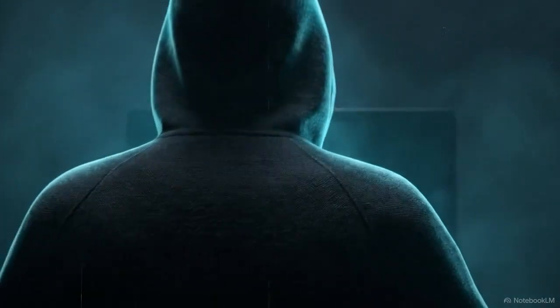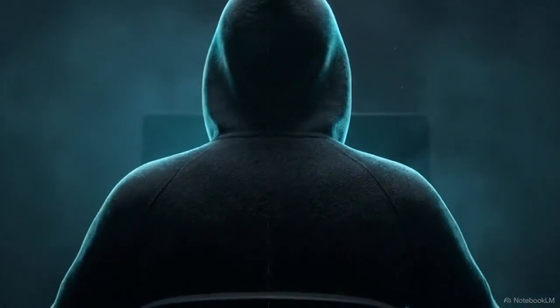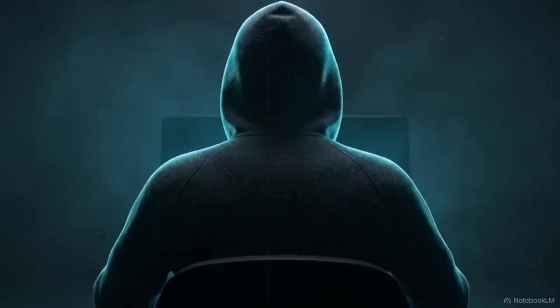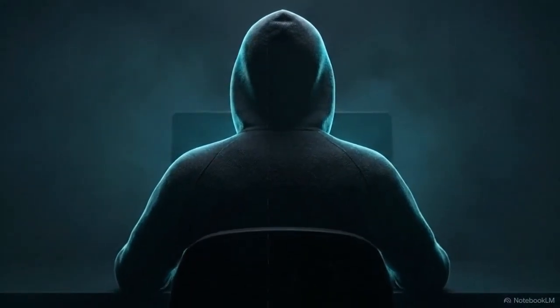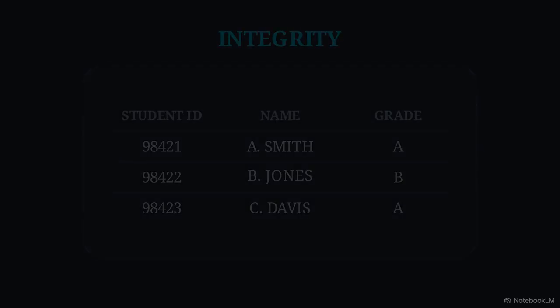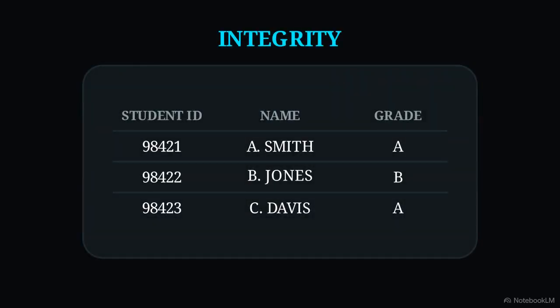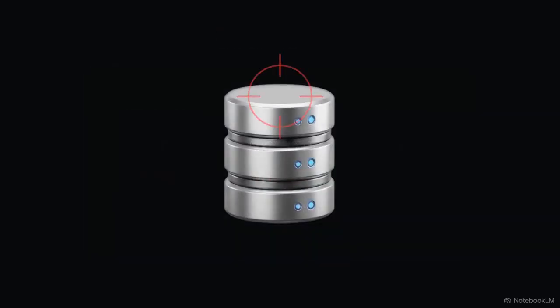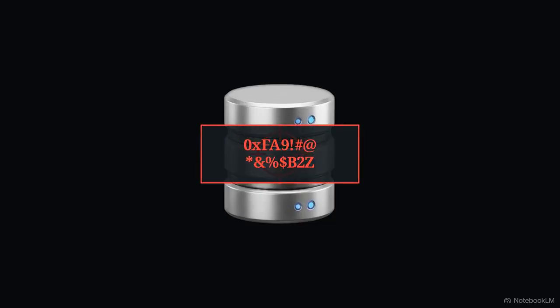Imagine logging into your school portal to check your recent assignments, but instead of the usual teacher feedback, you find empty fields, and your final grade has shifted from a B to a D. When data is modified without authorization, the integrity of the entire system is compromised. These specific alterations indicate a targeted effort to manipulate the database and its stored records.